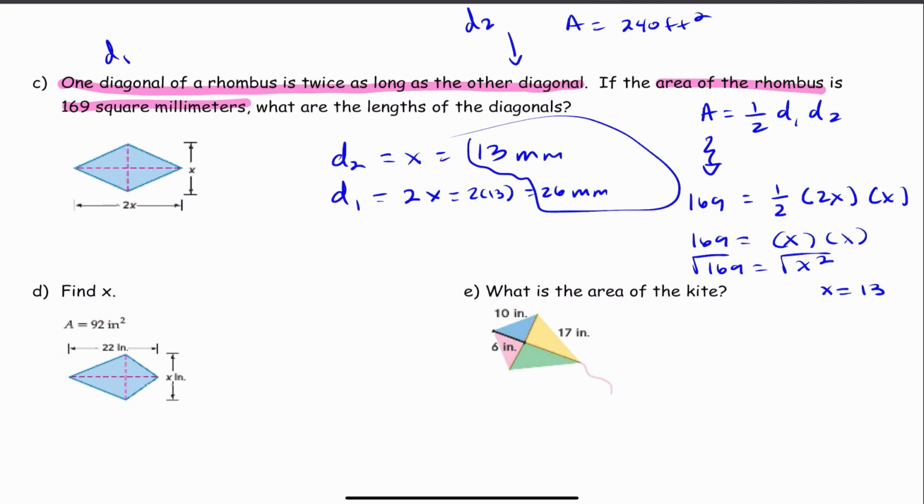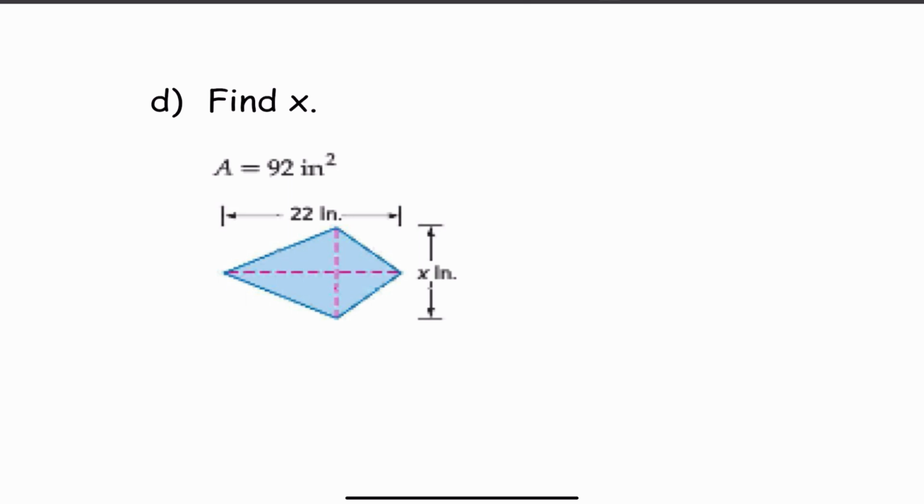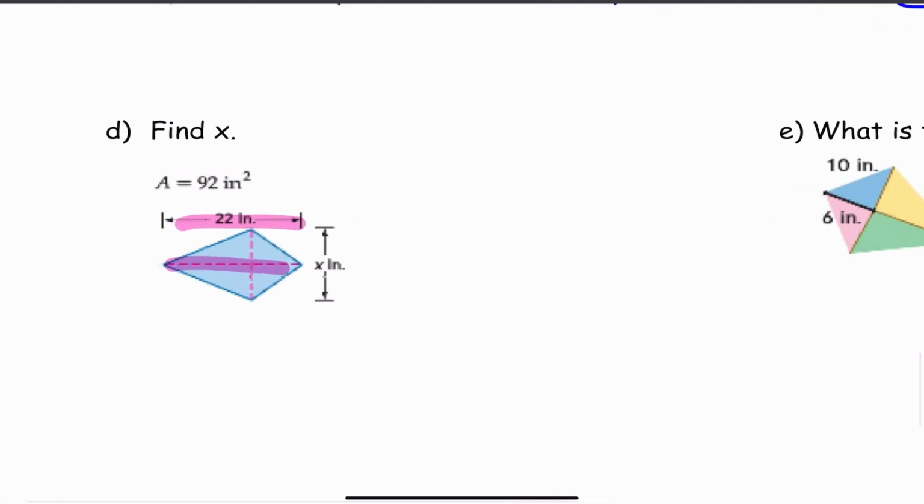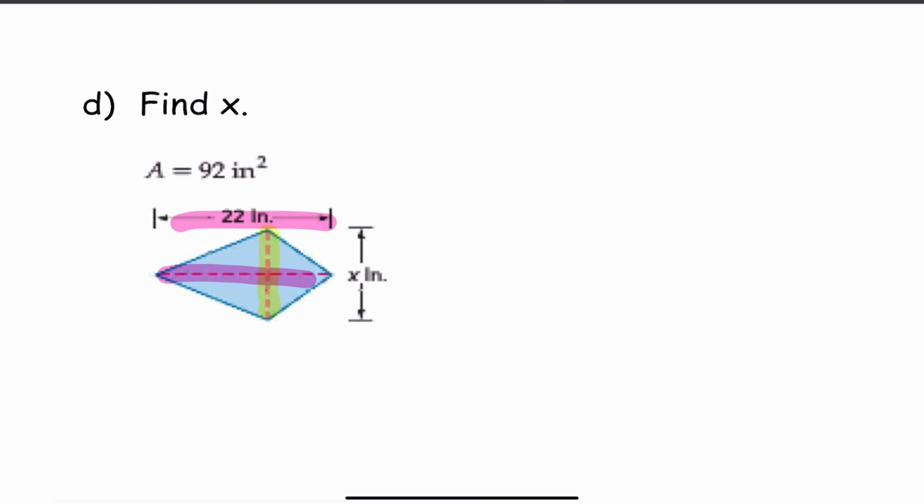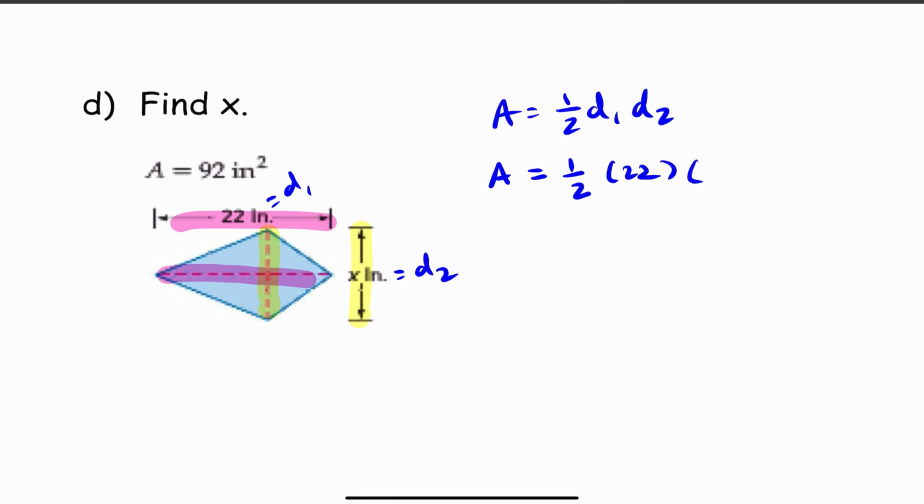All right, now what we're going to do is look at D. Find x. A is equal to 92 inches squared. And you're given this diagonal, and you're also given this diagonal. This diagonal, as you can see, is 22 inches. And then this diagonal here is our unknown, that's x. Since we're dealing with this type of figure, that's our kite, it's going to use the formula A equals 1/2 D1 D2. So A equals 1/2 of 22 inches, diagonal 1, and then x inches, diagonal 2. Plugging them in, I get 1/2 times 22 times x.